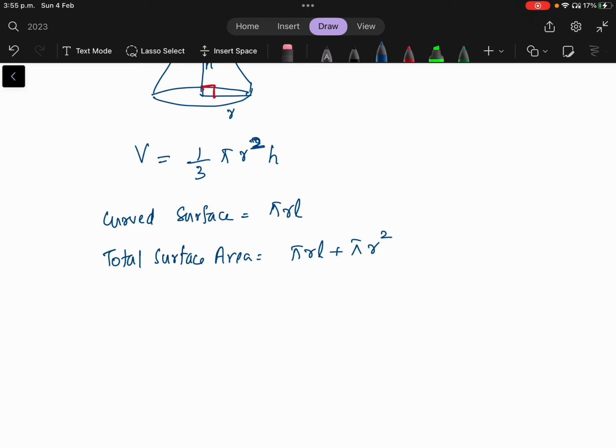The second one is the displaced liquid due to immersion. The volume of the displaced liquid will be equal to the volume of the immersed object. So if the question says there's a spherical ball immersed in water and asks for the volume of the displaced liquid, you have to find the volume of the sphere, and then you can find the volume of the displaced liquid.